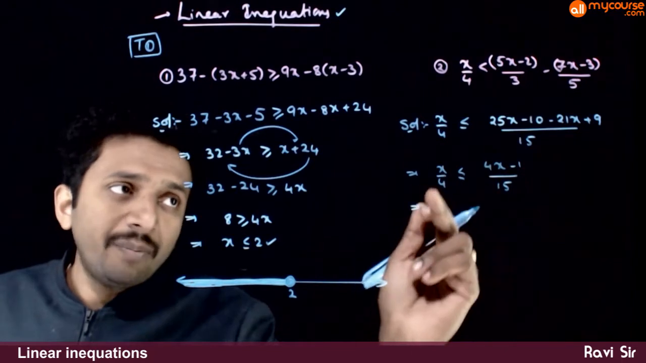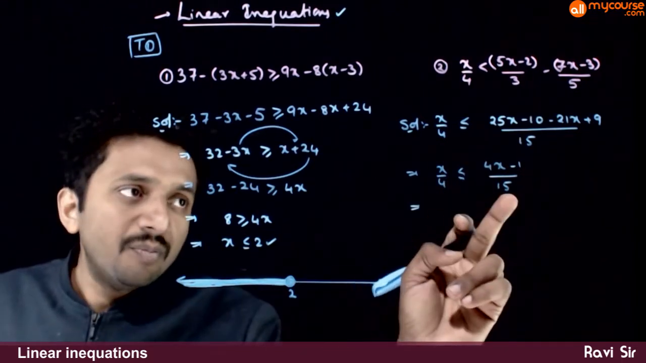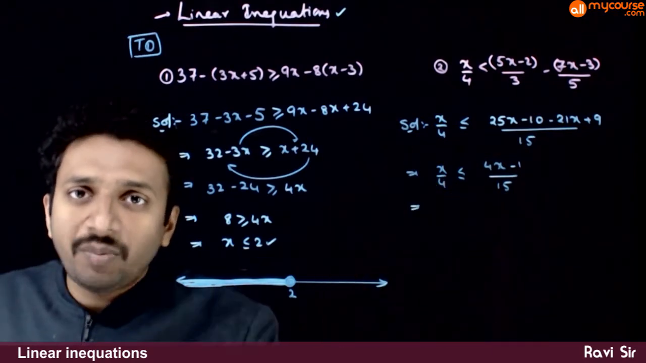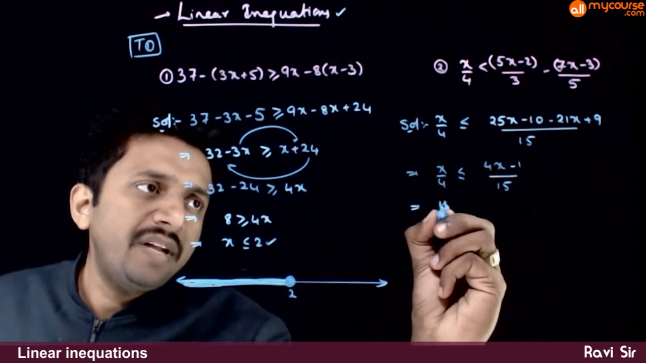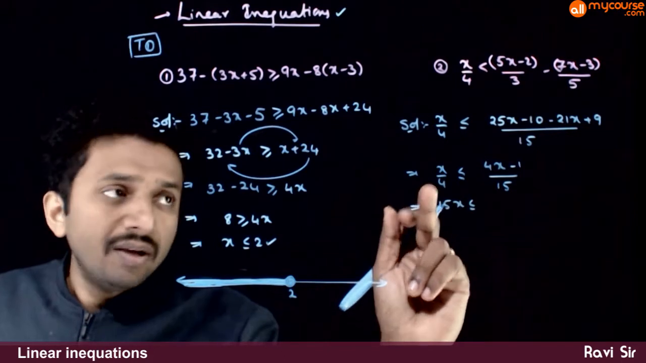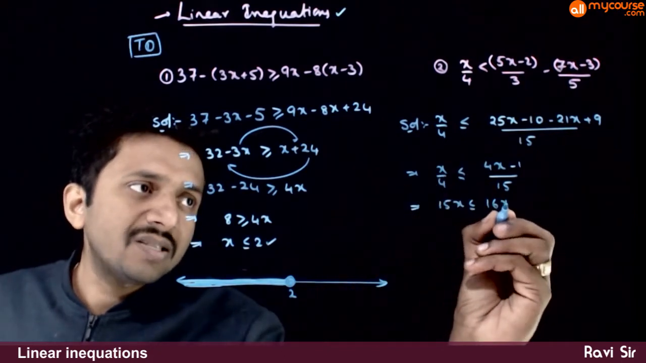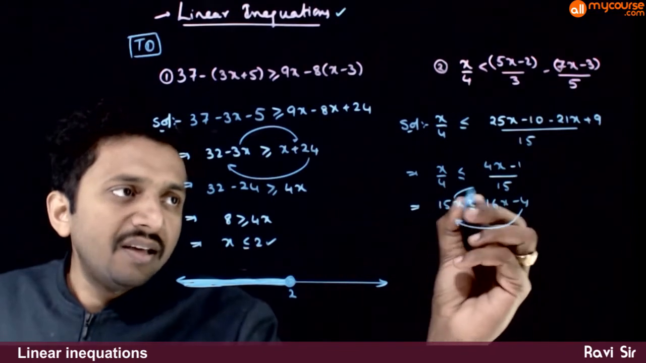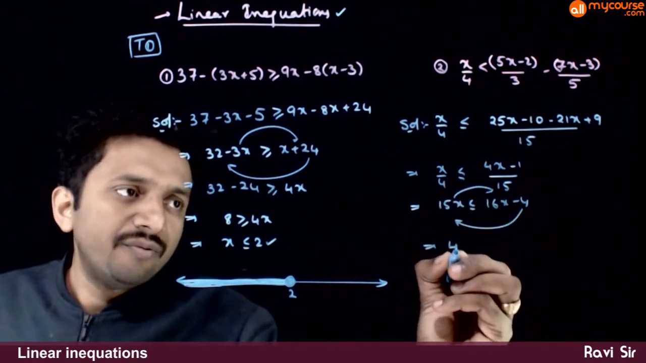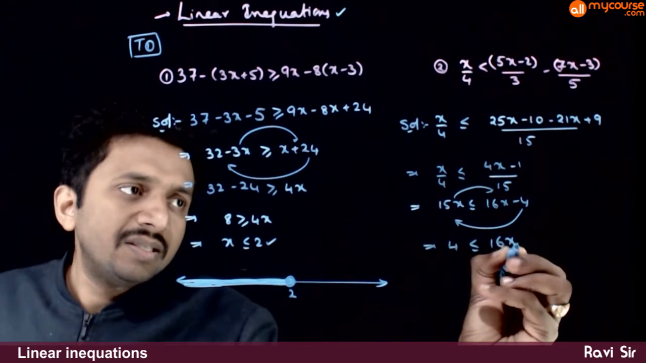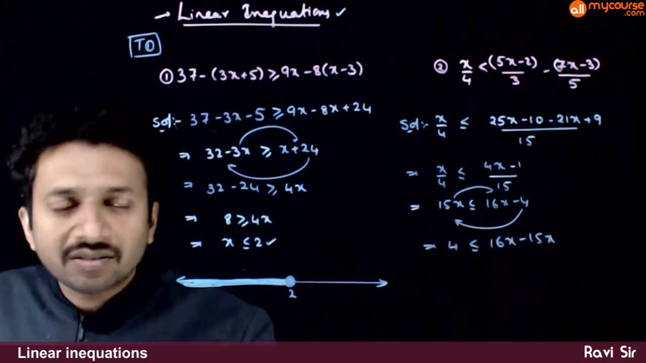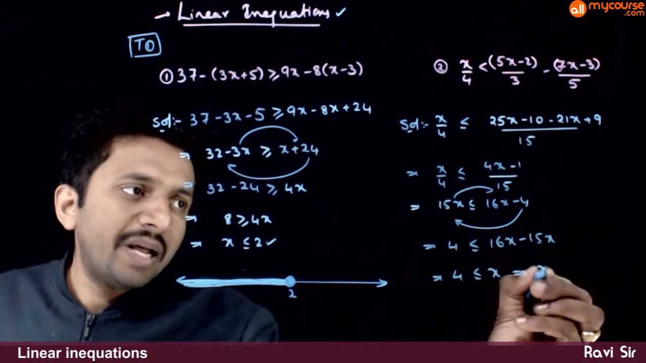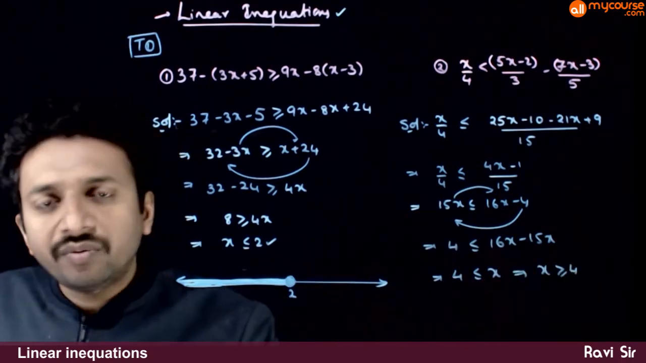So you can cross multiply this inequation because both the numbers here are positive numbers. Both are of the same sign, hence cross multiplication works. So 15x is less than or equal to 4 into (4x minus 1), that is 16x minus 4. So I'll send this minus 4 onto this side, 15x onto that side. This implies 4 is less than or equal to 16x minus 15x. This implies 4 is less than or equal to x. This implies x is greater than or equal to 4.